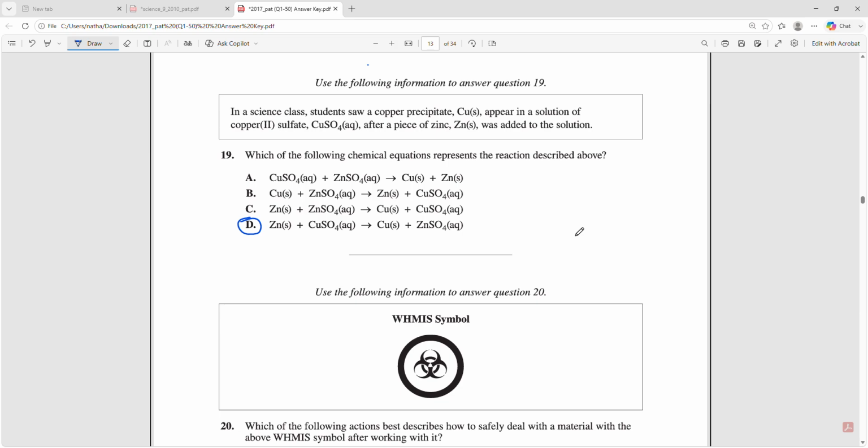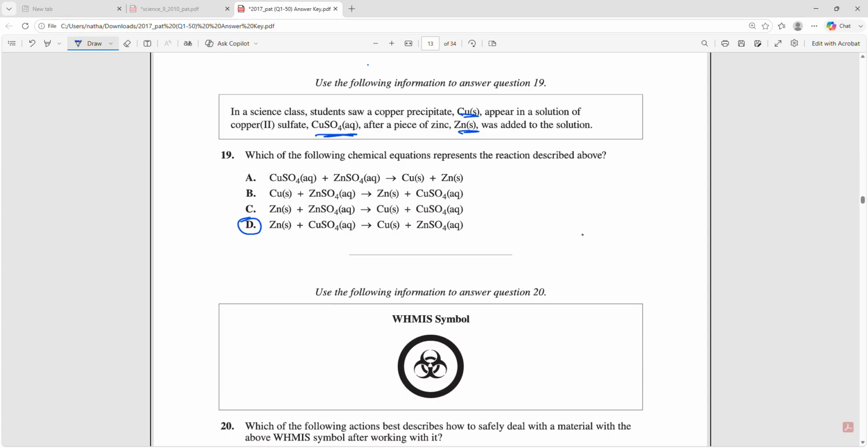Okay, carrying on. Question number 19. In a science class, students saw a copper precipitate appear in a solution of copper 2 sulfate after a piece of zinc was added to the solution. Which of the following chemical equations represents the reaction described above? So let's break it down.